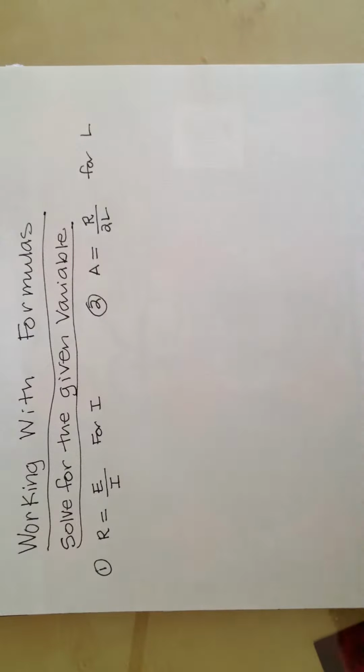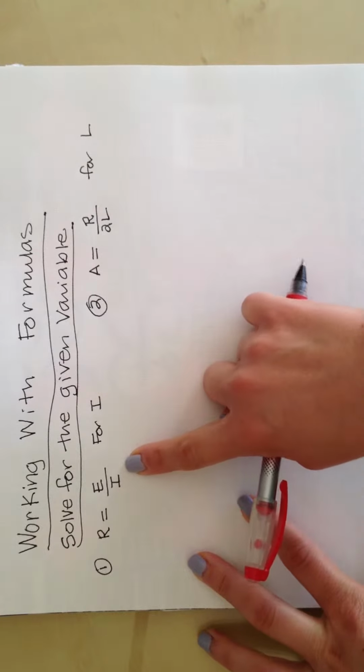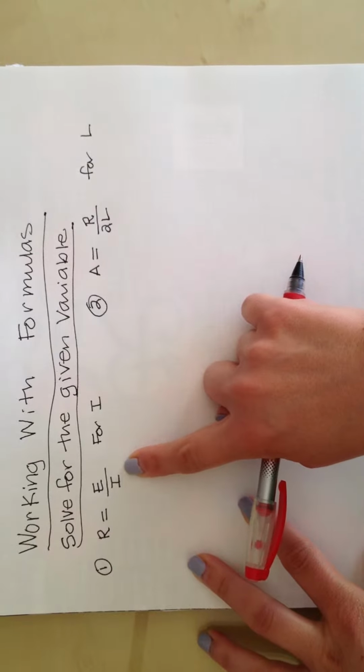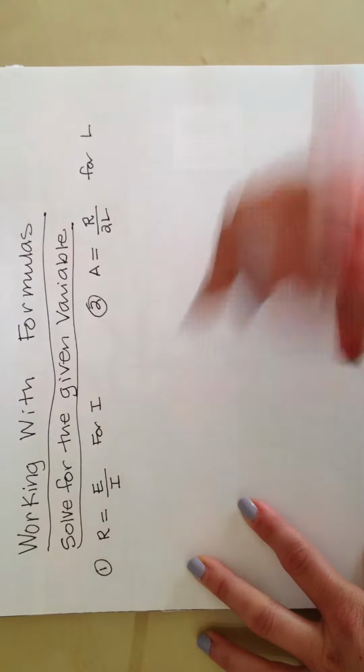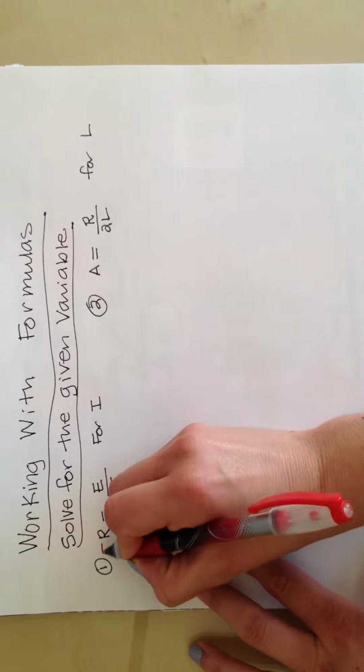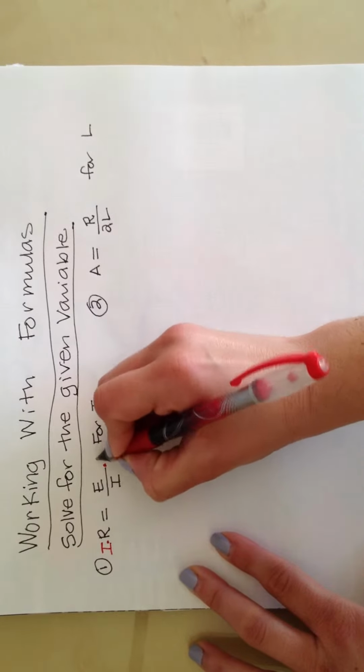If you have a fraction, for the most part, what we want to do is rewrite the equation so that we don't have any fractions. So for part 1, in order to get rid of our fraction here, what we need to do is multiply both sides by I. Let me show you. It looks like this. So we're multiplying.